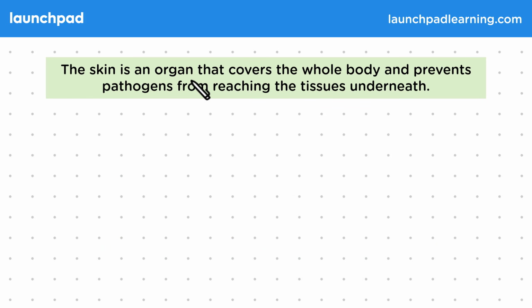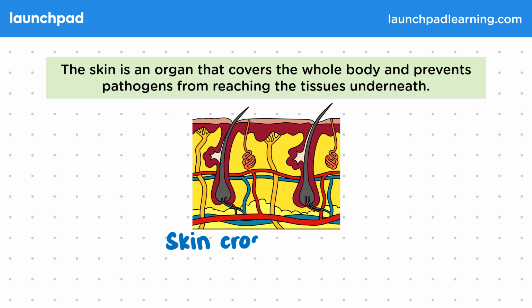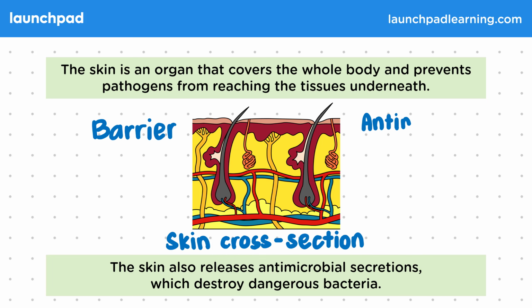The skin is an organ that covers the whole body and prevents pathogens from reaching the tissues underneath. For the exam, you need to know the example of the skin as a barrier to infection. This diagram shows a skin cross-section. The skin protects the tissues of our bodies from being infected by pathogens by acting as a barrier. The skin also releases antimicrobial secretions, which destroy dangerous bacteria.